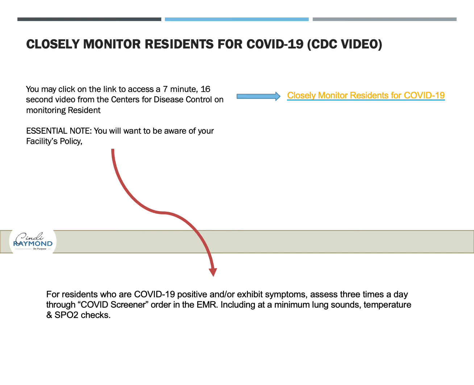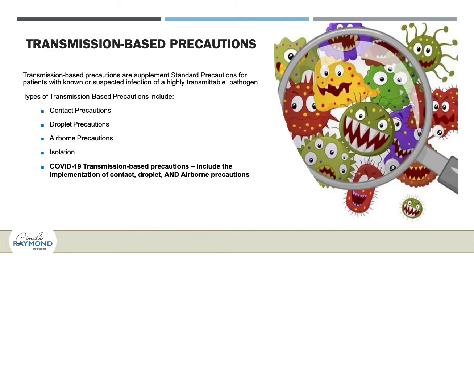We do close monitoring with our screening. So transmission-based precautions, we have contact precautions, droplet precautions, airborne precautions, and then COVID-19 transmission-based precautions is basically all of those three combined into one. So we refer to them as COVID-19 transmission-based precautions.